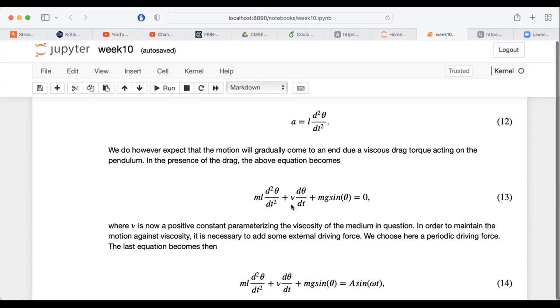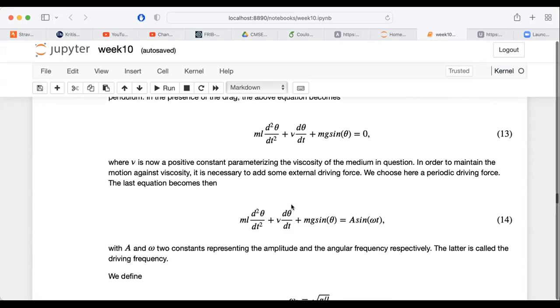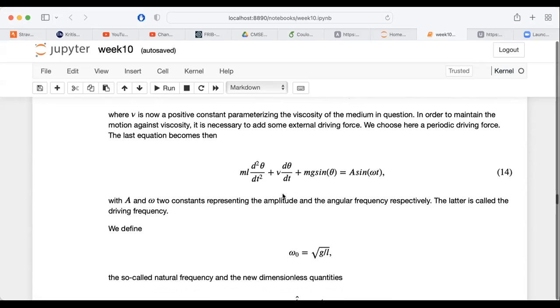Then you can add a driving force, as we've done before. So this could be a sine force, it could be a cosine or whatever. And you could make the equation a little bit more complicated. And you would end up with a term like this.